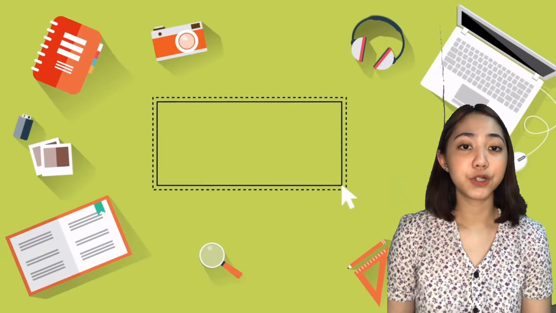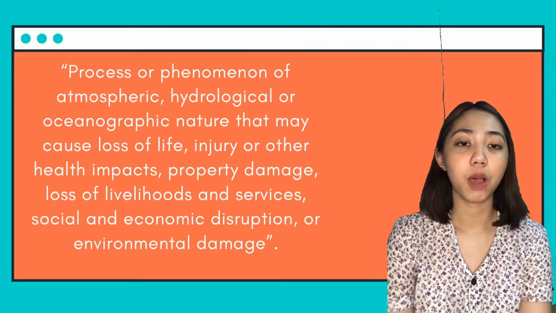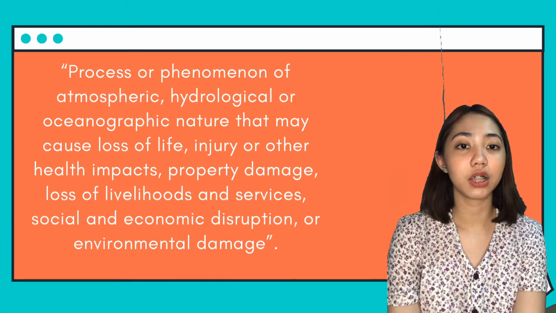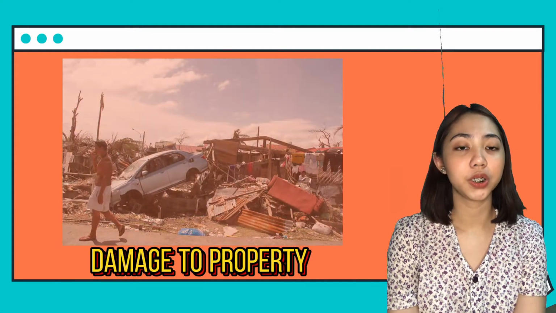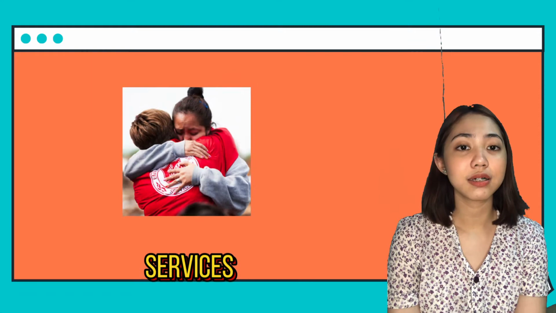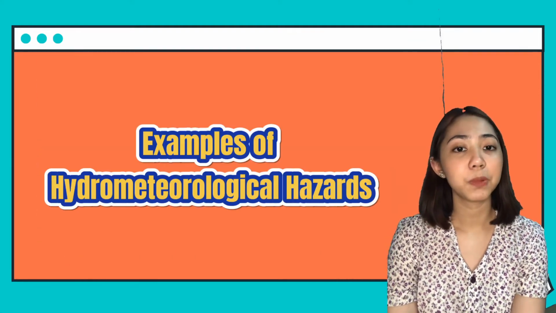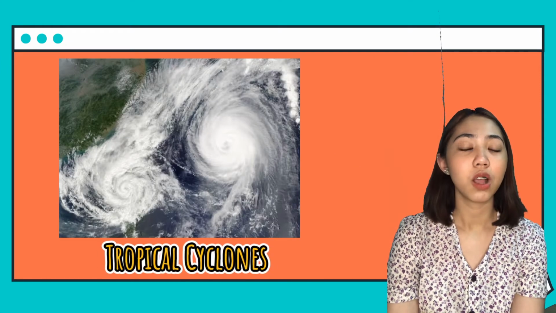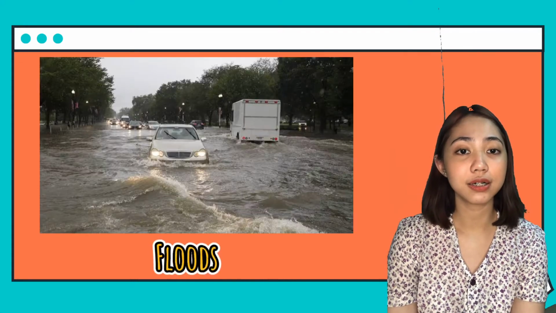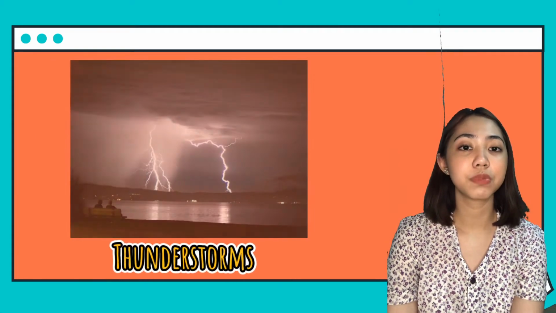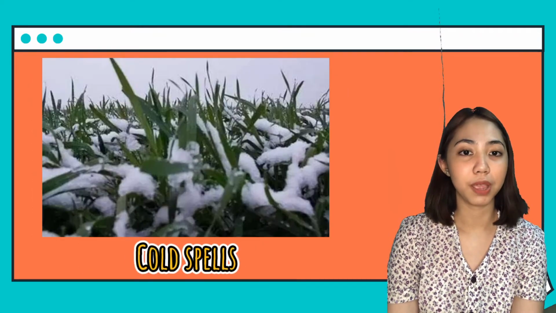The clip that I have shown you are examples of hydrometeorological hazards. These are phenomena of atmospheric, hydrological, or oceanographic nature that may cause loss of life, damage to property, injury, services, social economic disruption, and environmental damage. Examples of these are tropical cyclones, which is also known as typhoons and hurricanes. This includes floods, flash floods, thunderstorms, heat waves, droughts, coastal storm surges, and cold spells.